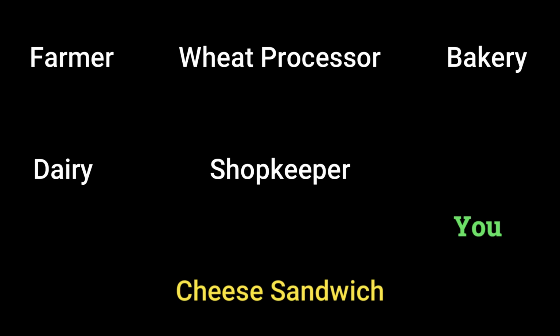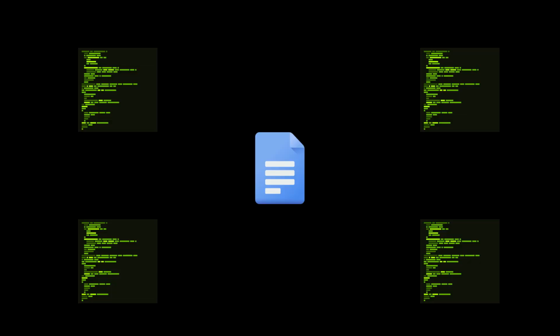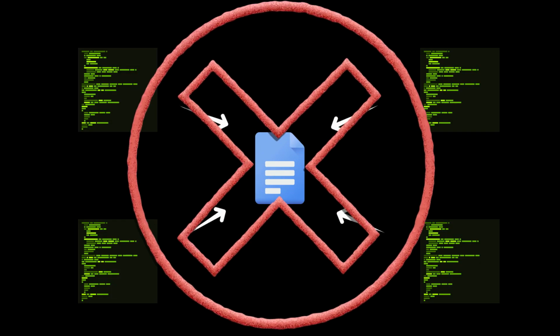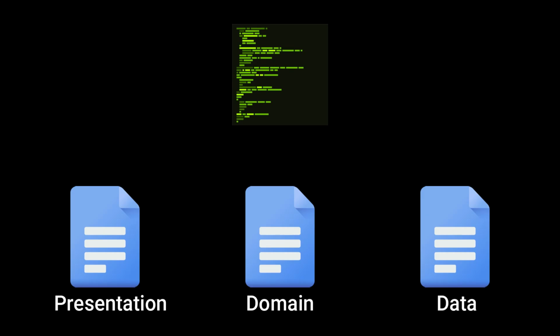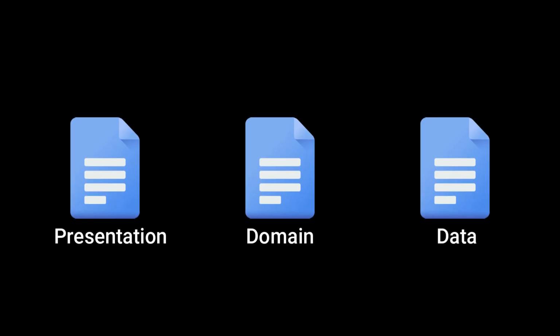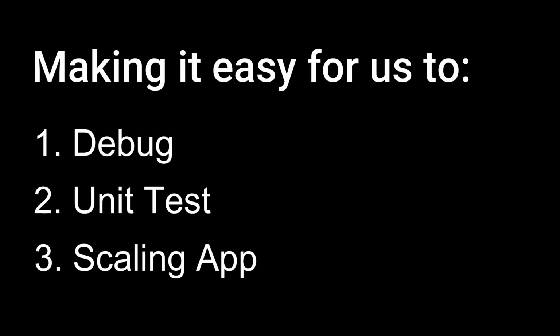Here, as you can see, people are very less dependent on each other. So the consumer who has to create the cheese sandwich doesn't need to depend on the dairy, the wheat processor, or the bakery. He only depends on the shopkeeper, who provides him with all the products. In clean architecture, we have a similar approach. Instead of putting all our code into one file or the activity file, we divide the code into separate layers, and these layers are independent of each other. This makes it really easy for us to debug, unit test, or scale our application.